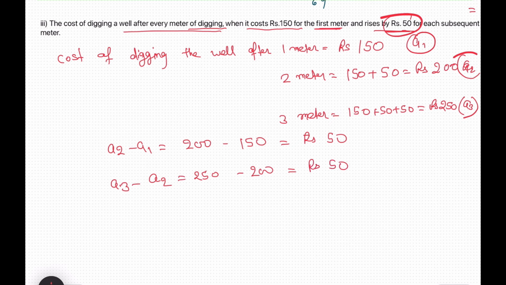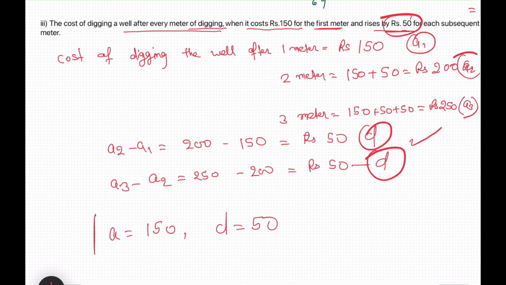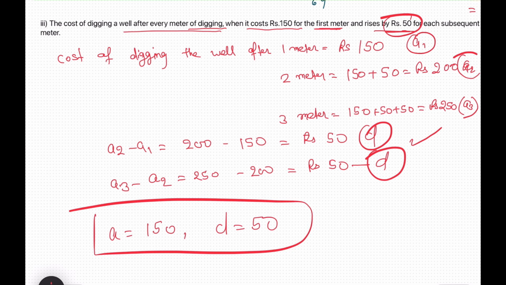So here we can say the d here and the d here is the same, correct? So we can say it is an arithmetic progression. So the a here is 150 and the d here is 50, that is the answer. You can mention the rupees here as well. Okay, perfect answer. This is the fourth question.